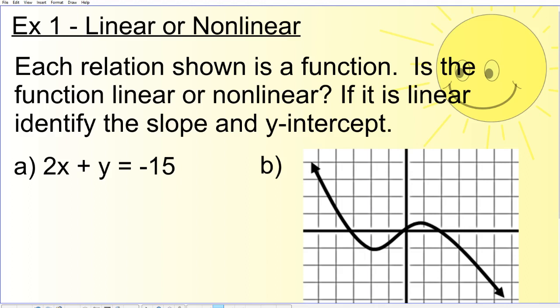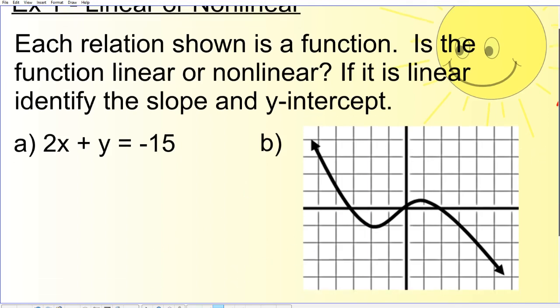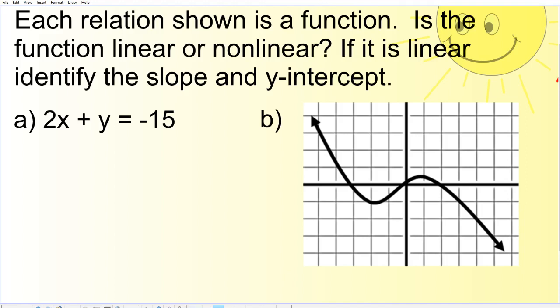Example 1. Each relation shown is a function. Is the function linear or nonlinear? If it is linear, identify the slope and the y-intercept. So it is a function. We have to determine if it's linear or not, and if it's linear, find the slope and the y-intercept.